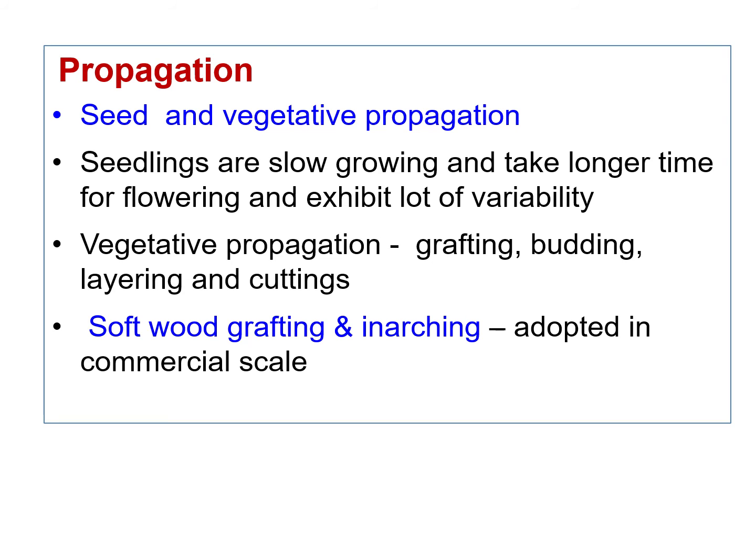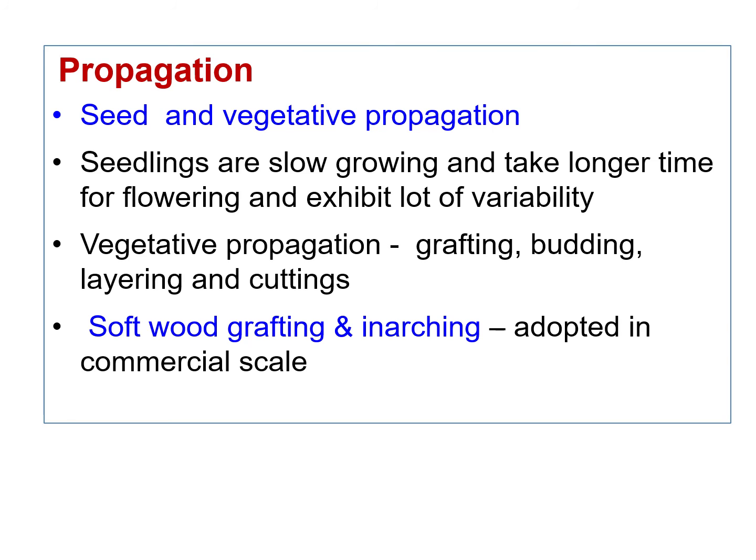Then propagation in Sapota. Both sexual and asexual propagation are followed, that is seed and vegetative propagation. But the problem with seedlings is that there will be a lot of variability, and also it will take a longer time for reaching the bearing or flowering phase, since they are normally slow in growth, and seedlings will be much slower in growth.